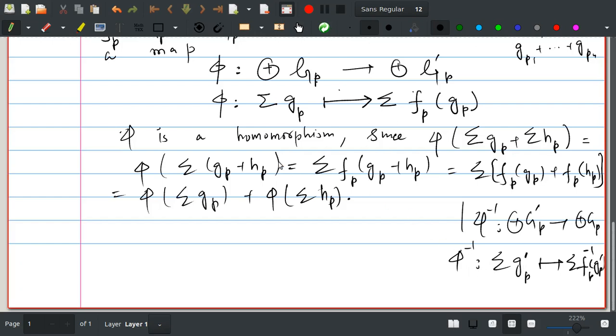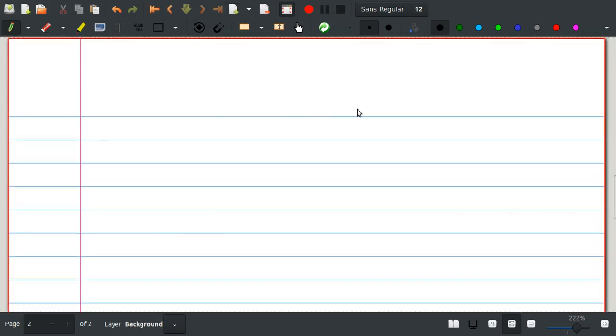Now phi being invertible, this phi is an isomorphism, hence this group G is isomorphic to G prime. Now let us define the p-groups. So this is the definition of p-groups.